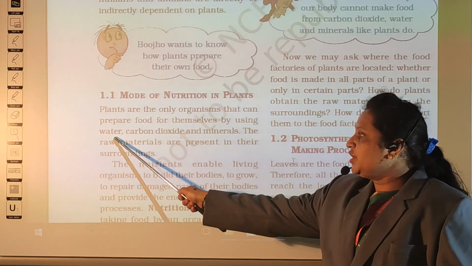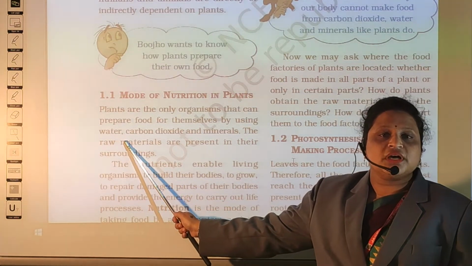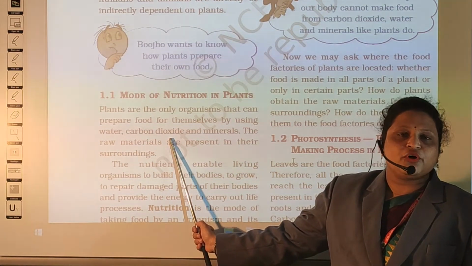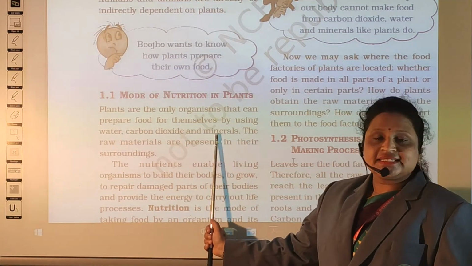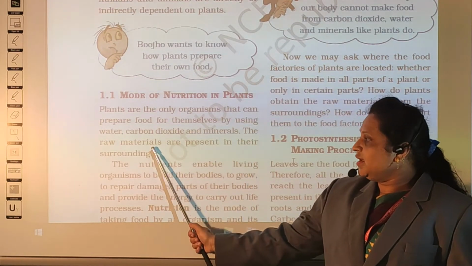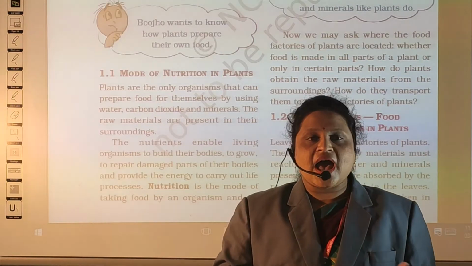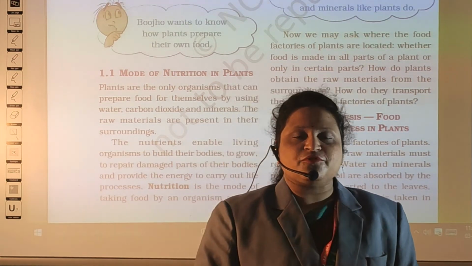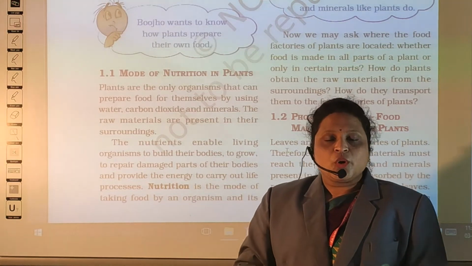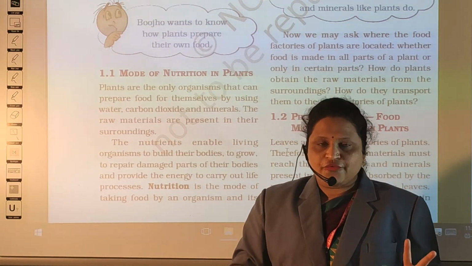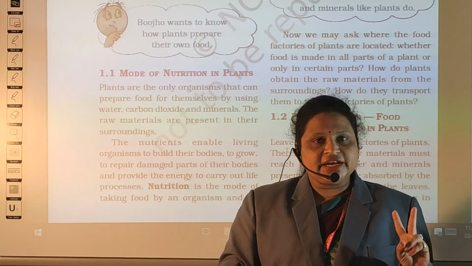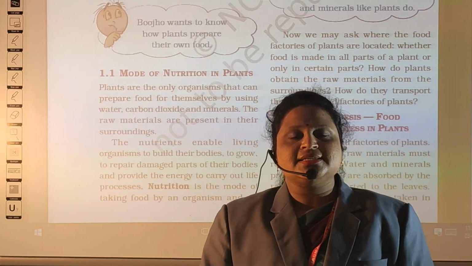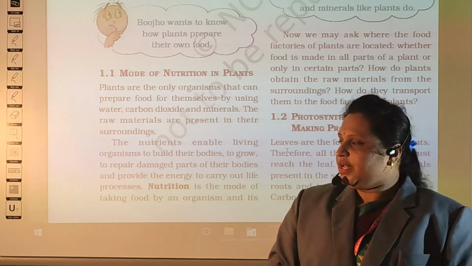Plants get water from the soil. Carbon dioxide we get from the environment. And some minerals are in the surroundings. Does soil also have some types of minerals? Plants absorb minerals from the soil. In plants there are two types of vessels, xylem and phloem. Xylem and phloem help to absorb minerals and water from the soil.